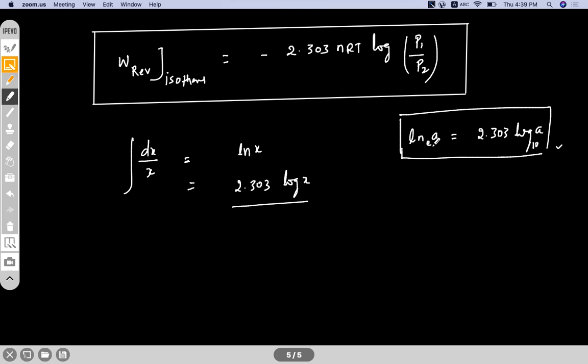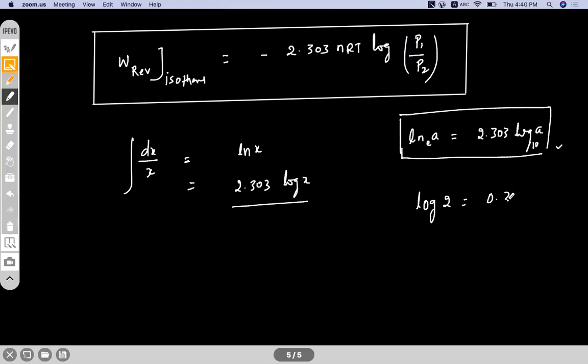I'll tell you what you need to remember. We'll use this in ionic equilibrium. So in that chapter, I'll let you know, log 2, log 3 and log 5, these three values you must remember. Here it is not required, but mainly we use this in ionic equilibrium where we have to calculate pH.